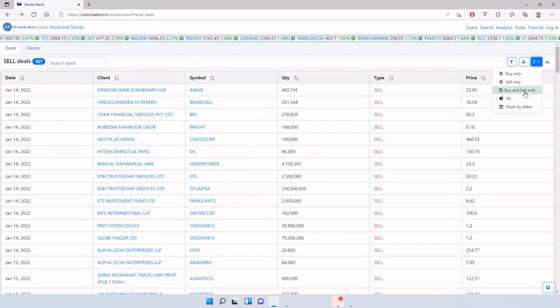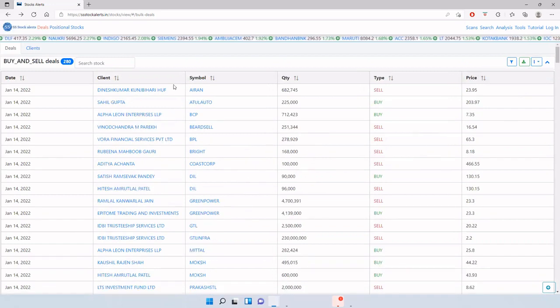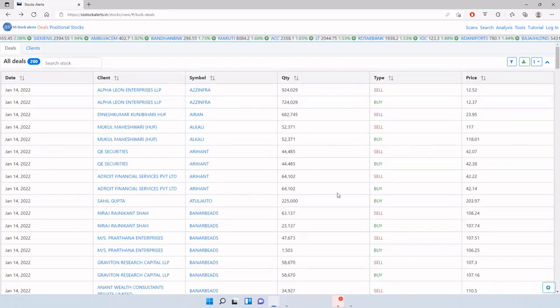And if you want to track either buy or sell both in the same page, you can just click here. So using this information you can know whether these guys are buying or not. And if you want to track all the stocks' information regardless of whether they are buying and selling on the same day, you can just click on all. So it will get all the deals information.